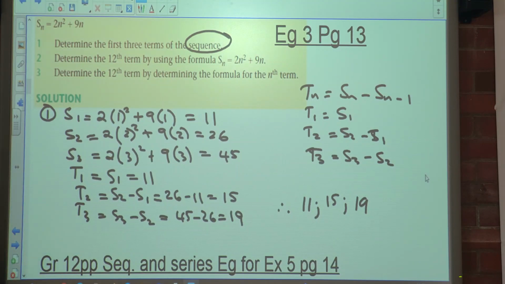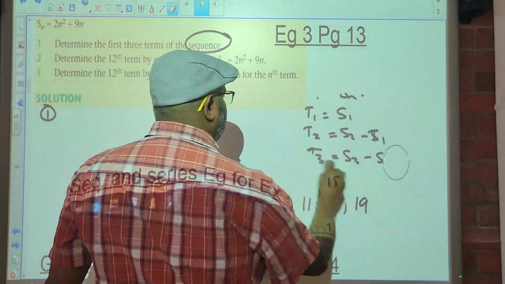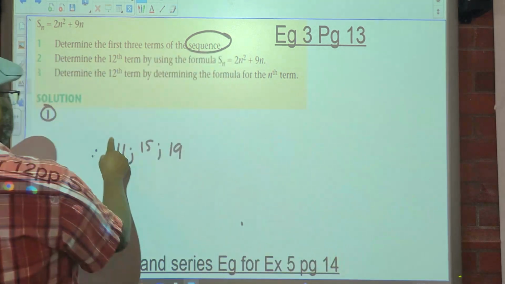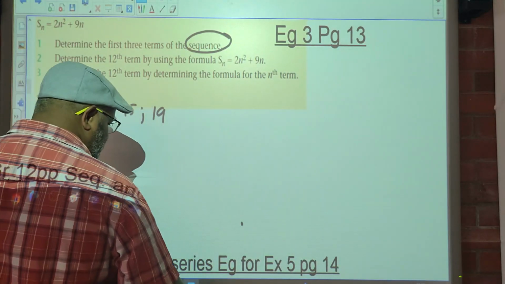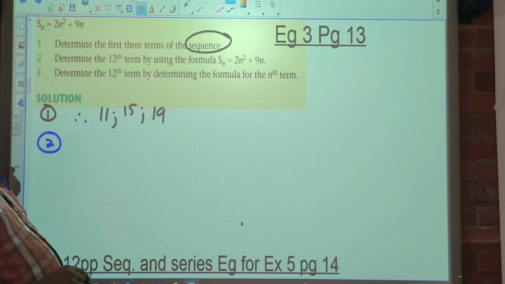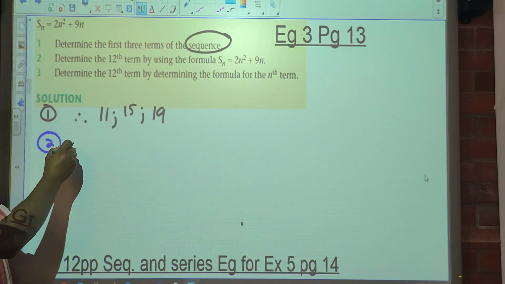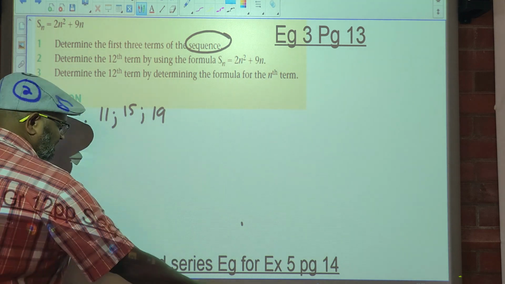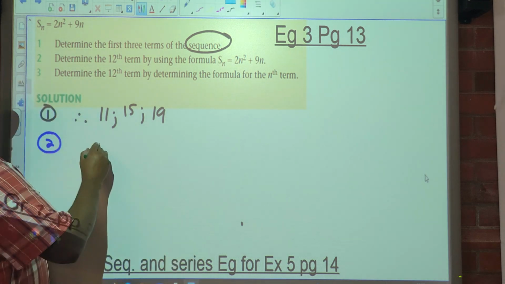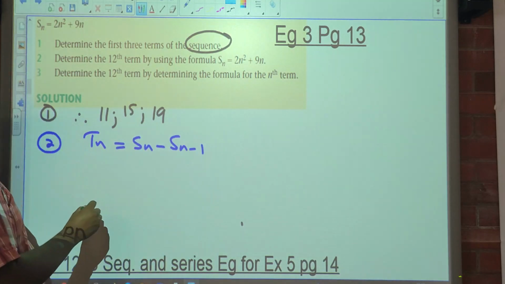Okay, you guys okay with that? So let's take this off. So there's our first three terms. Let's look at number 2. Determine the 12th term by using the formula Sn is equal to 2n squared plus 9n. So what do you think they mean here? We must use that formula that we spoke about earlier on, which is Tn is equal to Sn minus Sn minus 1.